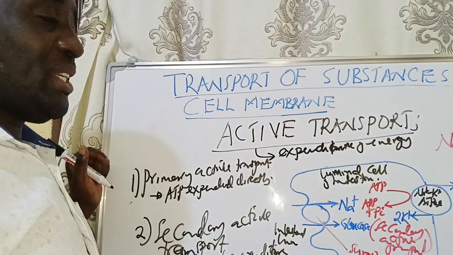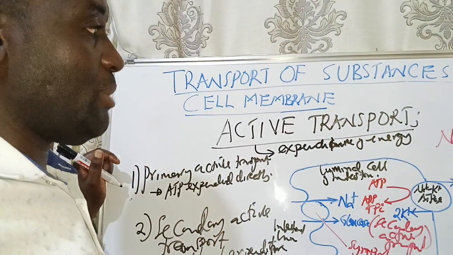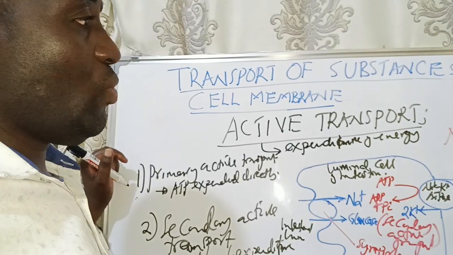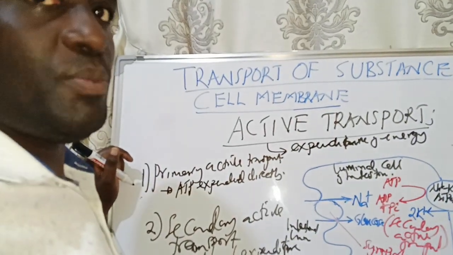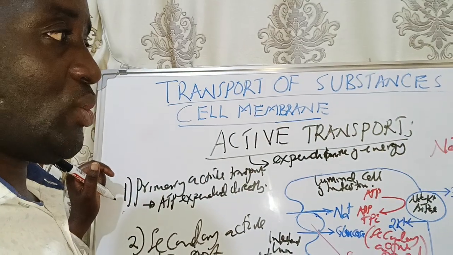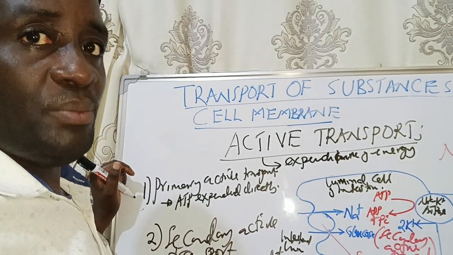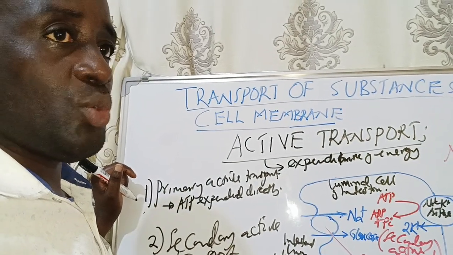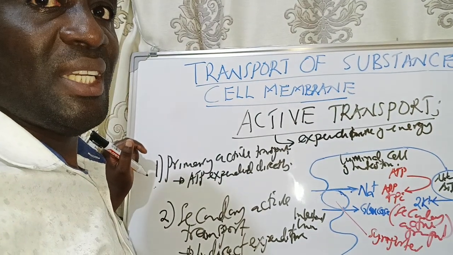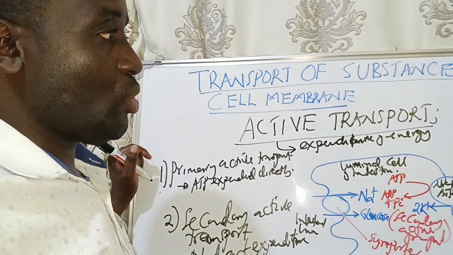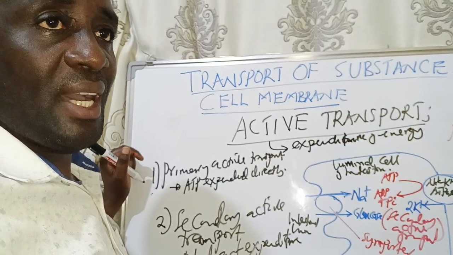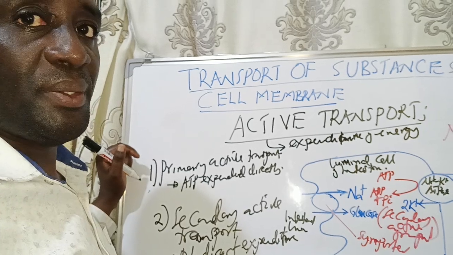Now, I know this is the last episode I've discussed about these kinds of transport, but some people may be asking themselves, why hasn't he discussed the bulk transport like endocytosis, pinocytosis, phagocytosis? The answer is simple. Those are not categories of transport across a plasma membrane. They are not types of transportation across a plasma membrane. That one should be noted very well.